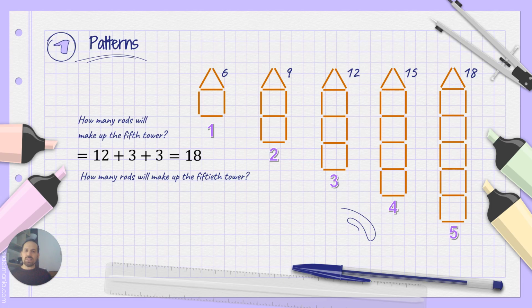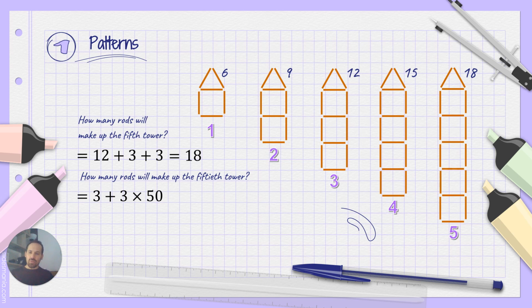Now we can see it's going up by 3 each time. So we have the first one, which we can see is 3 plus 1 lot of 3. And then we have the second one, which is 3 plus 2 lots of 3. The third one is 3 plus 3 lots of 3. When you think of it in those terms, we've now got a general rule for finding the number of sticks in each one. You can see it's basically 3 plus 3 lots of the pattern number, 1, 2, 3, 4, 5. And so if we wanted to find the 50th one, it would be 3 plus 50 lots of 3.